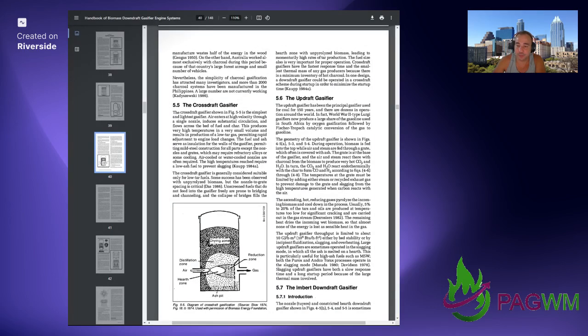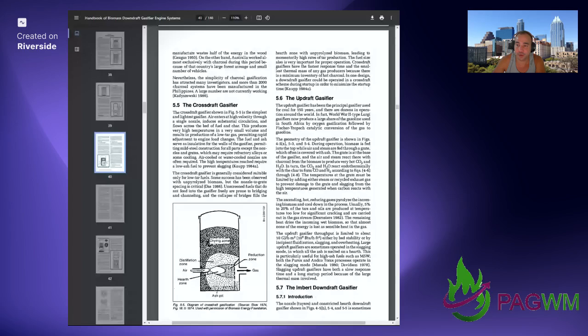Some success has been observed with unpyrolyzed biomass, but the nozzle-to-grate spacing is critical. Unscreened fuels that do not feed into the gasifier freely are prone to bridging and channeling, and the collapse of the bridge fills the hearth zone with unpyrolyzed biomass, leading to momentarily high rates of tar production. The fuel size is also very important for proper operation.